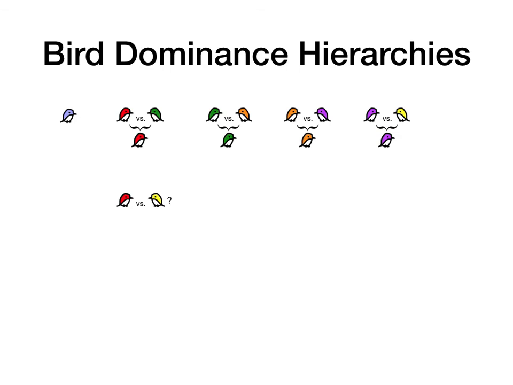It's pretty obvious that the red bird's going to win. The red bird has a fight history of 100% success, and the yellow bird has a fight history of 100% failure. Yellow only lost, red only won. What about these two? The green bird and the purple bird.